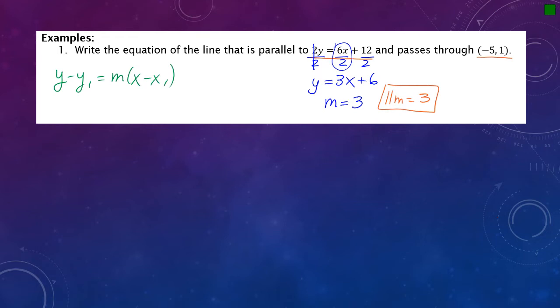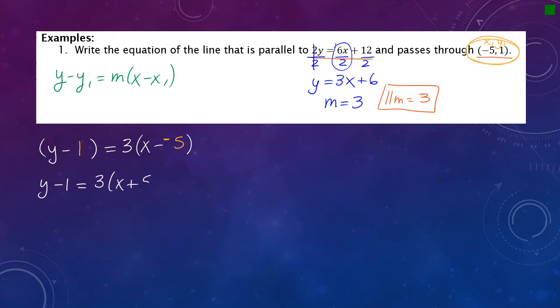So I'm going to plug in my slope, which is 3 for the m, and then I'm also going to leave blanks for y1 and x1. So y minus y1, my slope is 3, and then x minus x1 will go in here. So this is my point right here, negative 5, 1. I'm going to put in negative 5 for x1 and 1 for y1. So here's my 1 and then my negative 5. So since I have a negative 5 in my parentheses there, it's actually going to turn into x plus 5. So let me rewrite this. y minus 1 equals 3 times x plus 5.